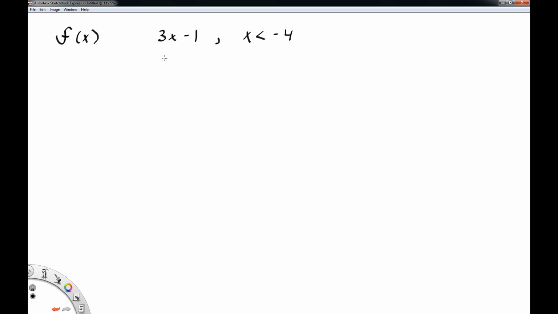The second is x squared for x between negative 4 and 3. And then lastly we have x to the negative 1 for any x that is greater than 3.